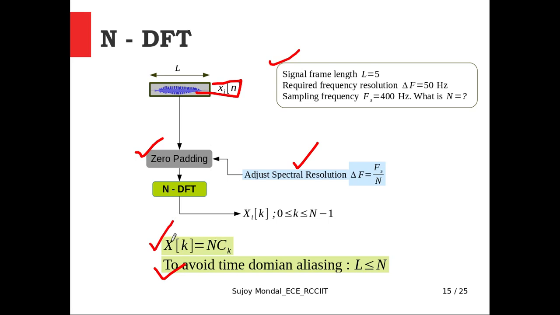Another property is that Xk, the DFT coefficient for the kth bin, is equal to N times the DTFS coefficient Ck, where Ck is the DTFS coefficient associated with the kth bin index.